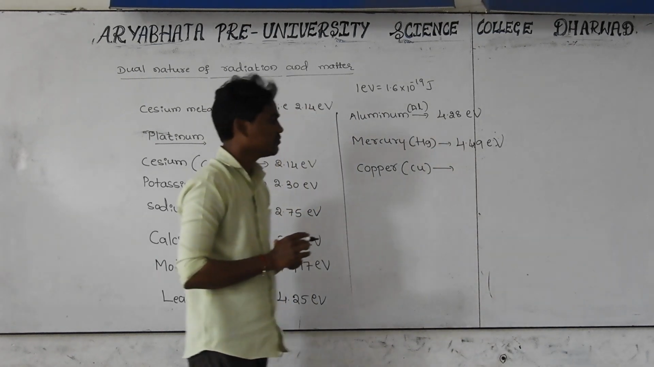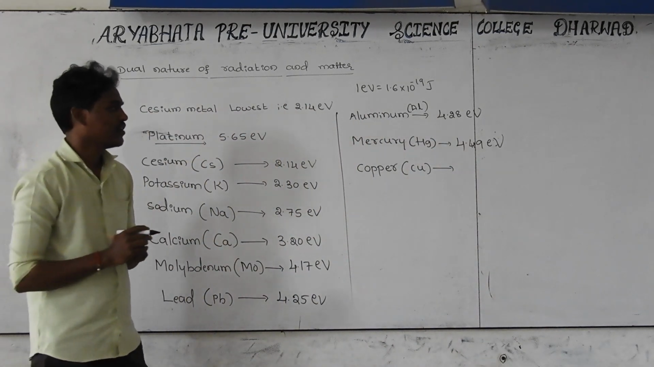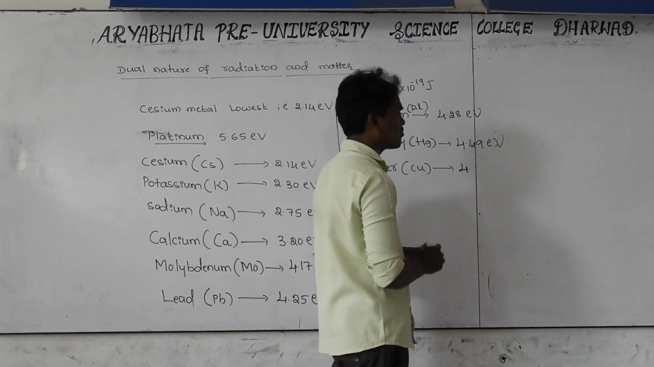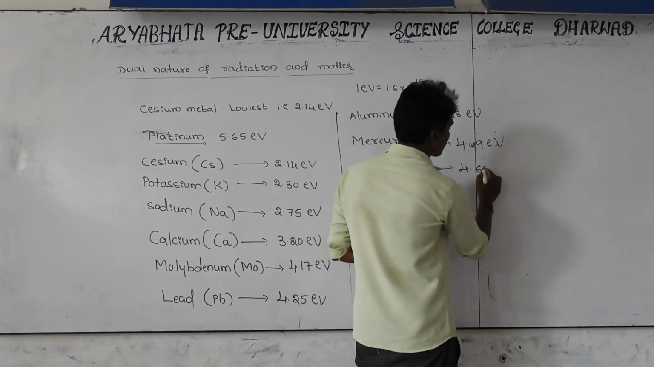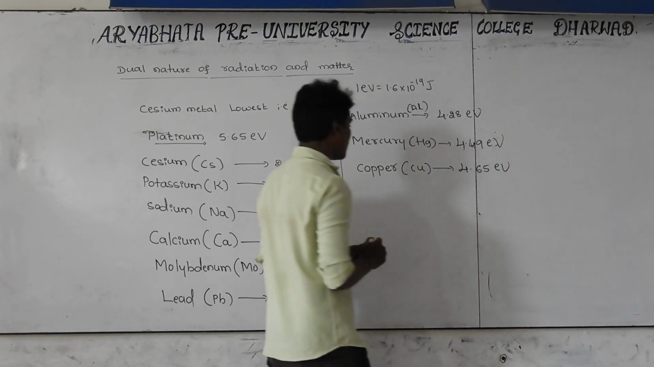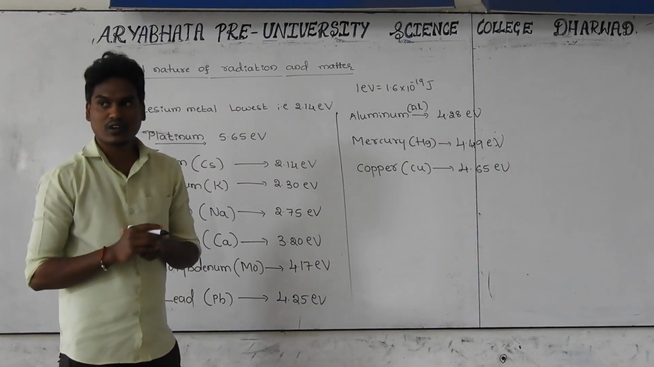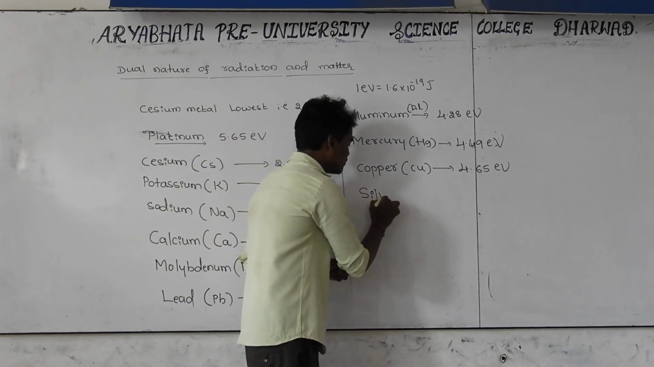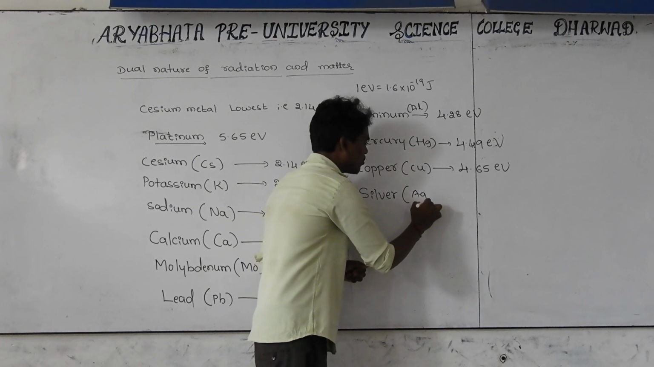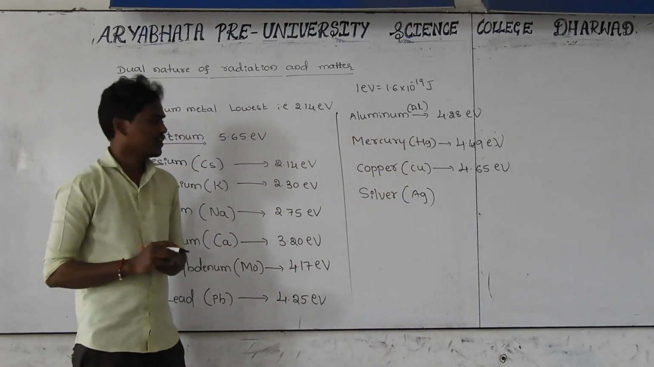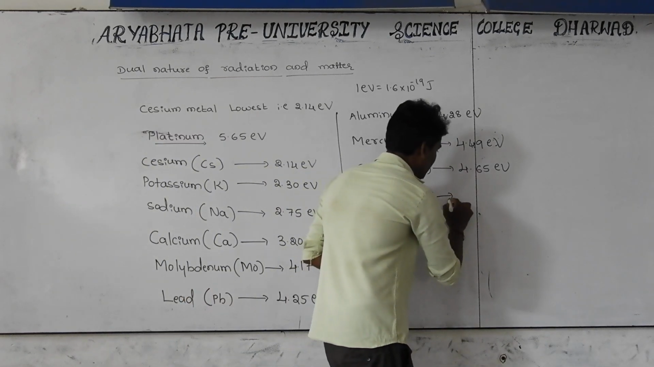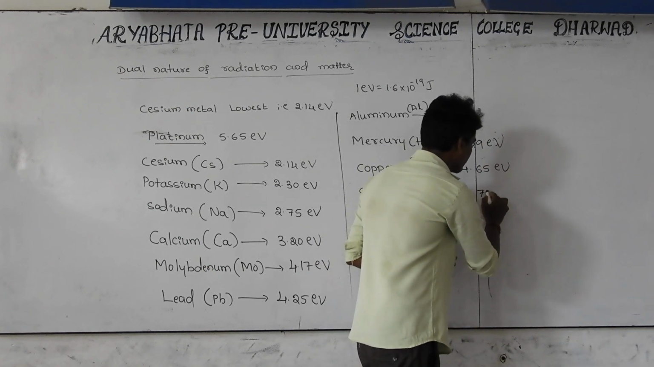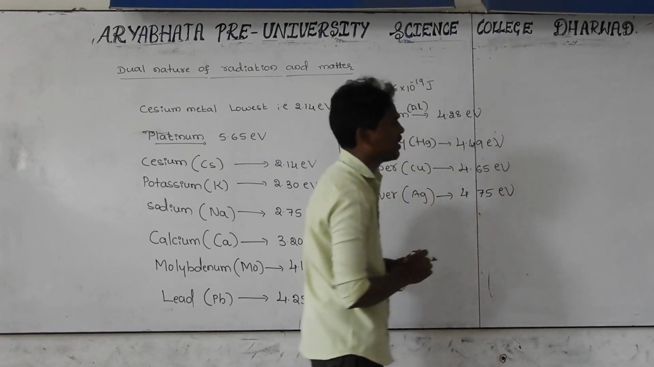In order to emit the electron from the surface of the copper metal, we need to supply the minimum amount of energy, that is 4.65 electron volt. And next, after copper, one more metal is silver. In order to emit the electron from the surface of the silver metal, we need to supply energy of 4.75 electron volt.